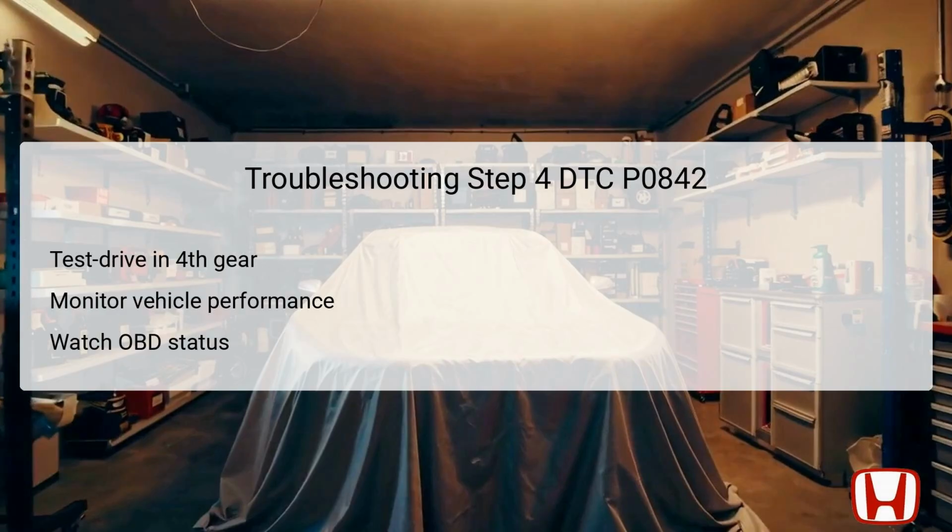During this step, the technician should test drive the vehicle in fourth gear with the shift lever positioned in D for at least 2 seconds. This maneuver allows the technician to observe the functionality of the transmission in an accurate scenario. It is critical to monitor how the vehicle shifts under these conditions, as any discrepancies may bring the underlying issue to light. After the test drive, the next step involves checking the onboard diagnostic OBD status for DTC P0842 within the HDS menu.